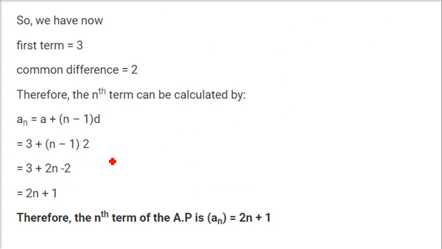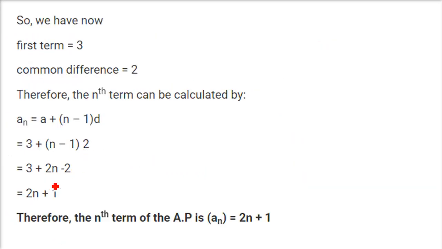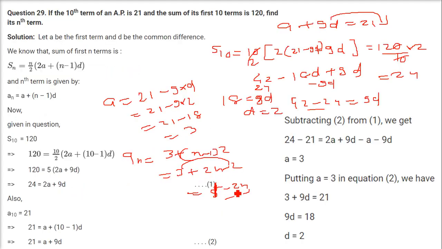3 plus n minus 1 into 2. Let me see. 3 minus 2 is 1. Okay, 1 minus 2n. So this is going to be 3 plus n minus 1, so this is 3 plus 2n minus 2. 3 minus 2 is 1. 1 plus 2n. This is the answer. So 1 plus 2n it is, right?